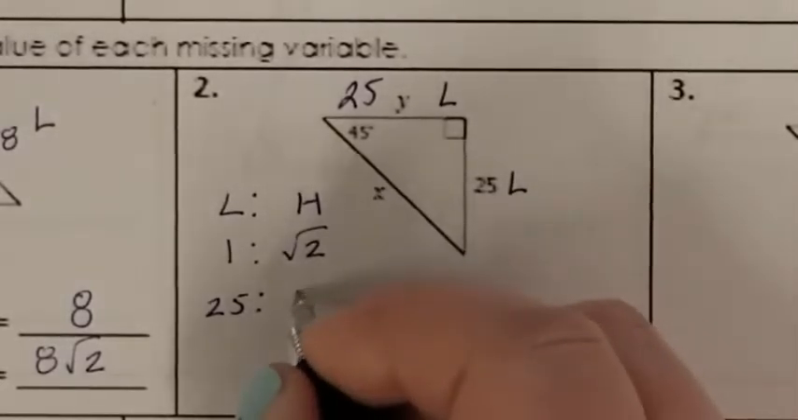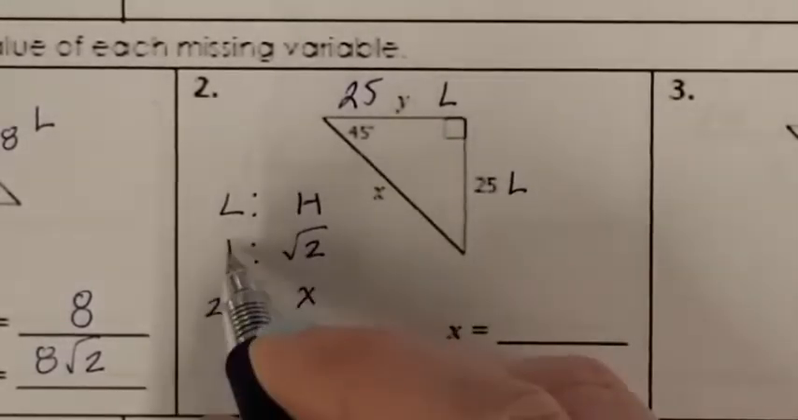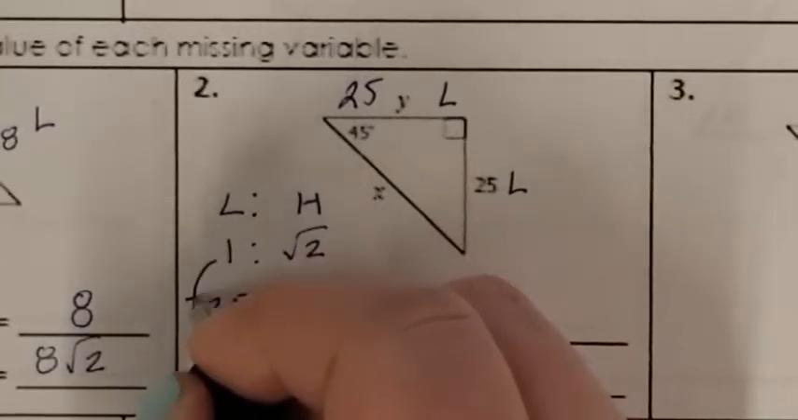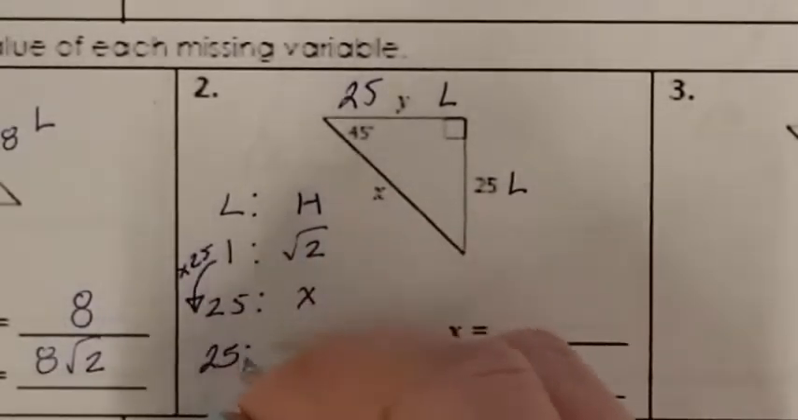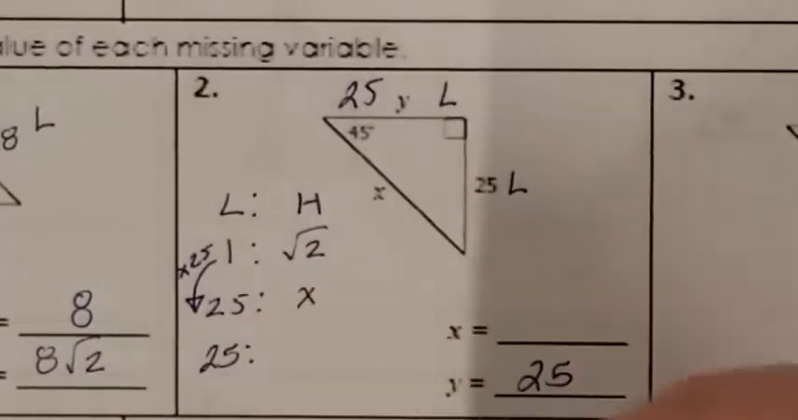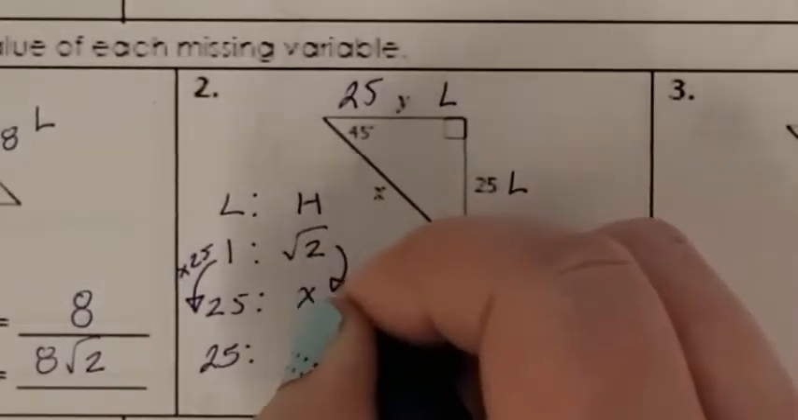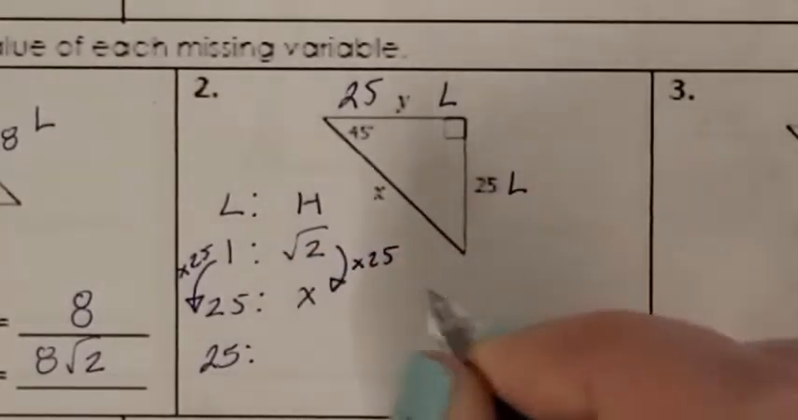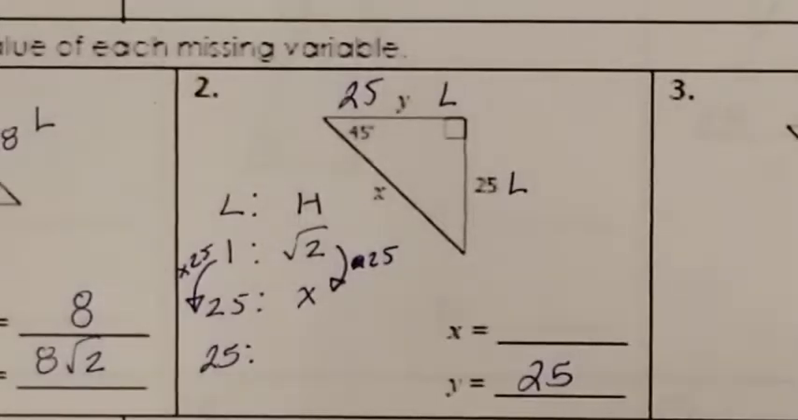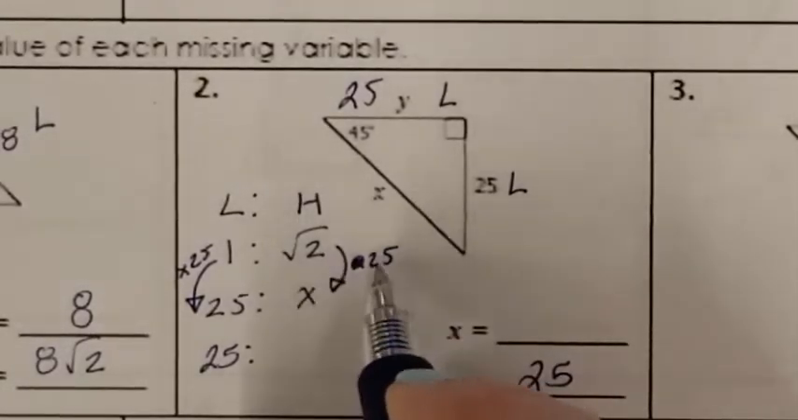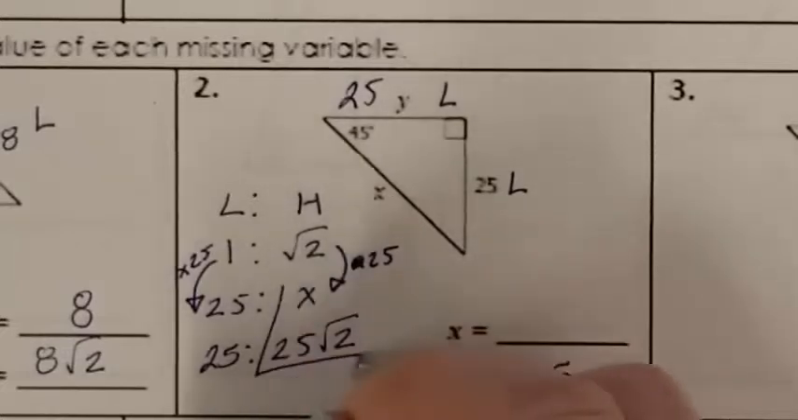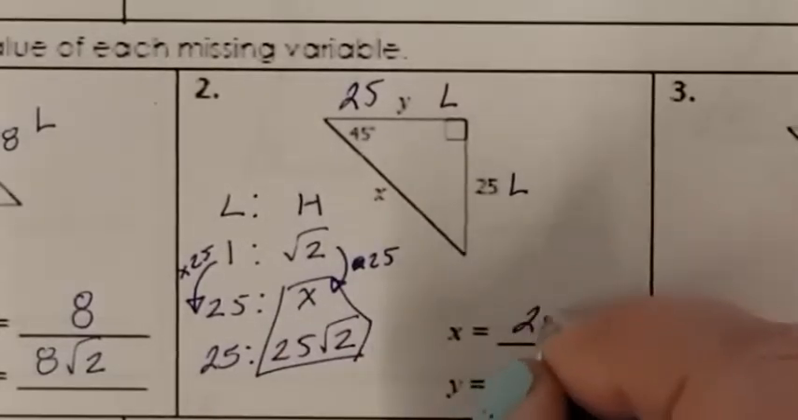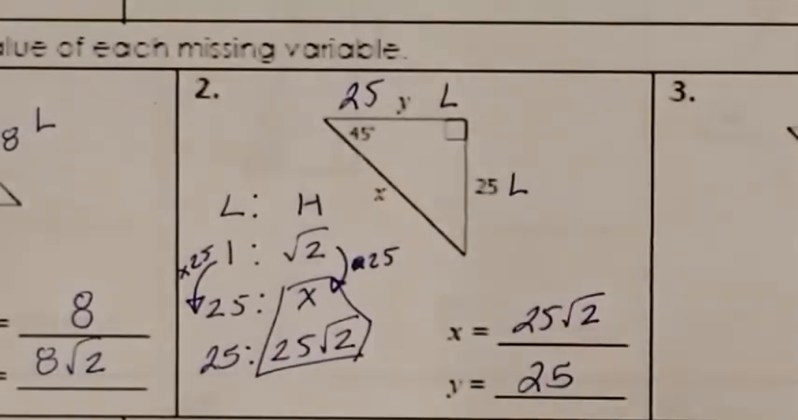I need to find my hypotenuse, which I don't know. My hypotenuse is x. How did I get from 1 to 25? Well, you would have multiplied 1 by 25 to get the 25 that we know our leg is. If that was a multiply of 25, that means this side also has to get multiplied by 25 to find our missing x value. So square root of 2 times 25 gives me 25 square root of 2. So that is my missing x. It's 25 square root of 2.